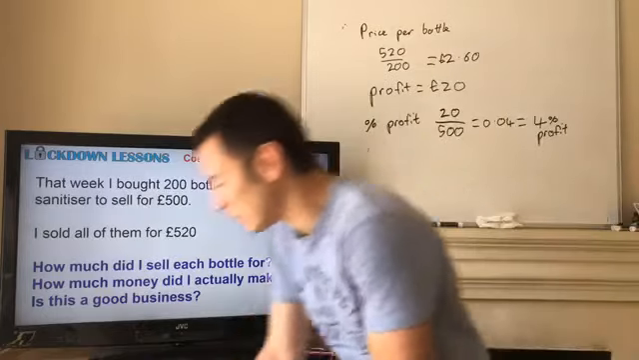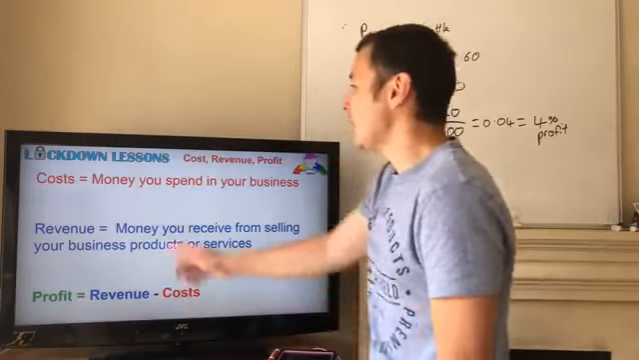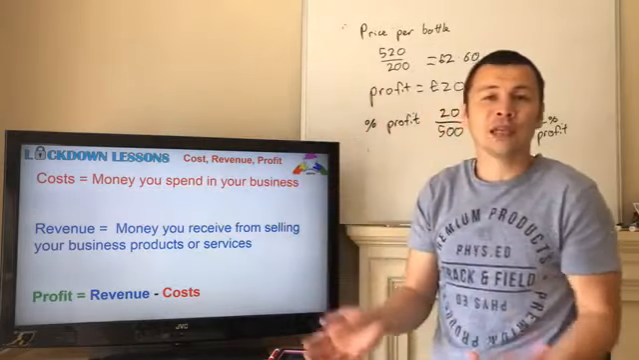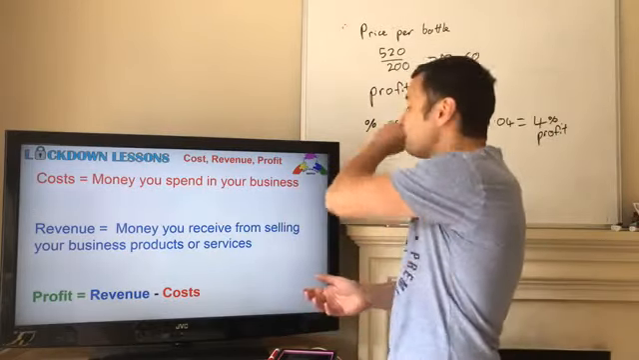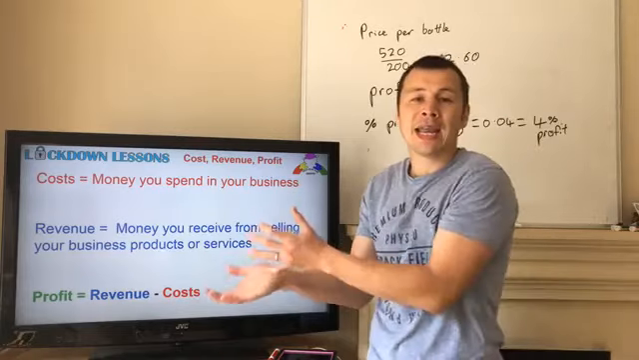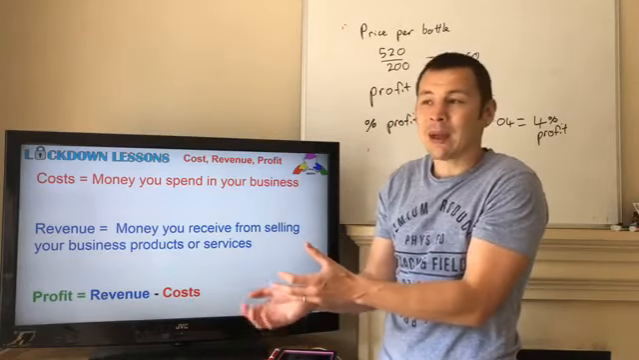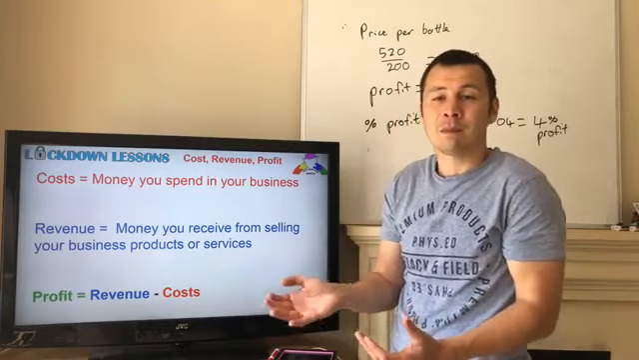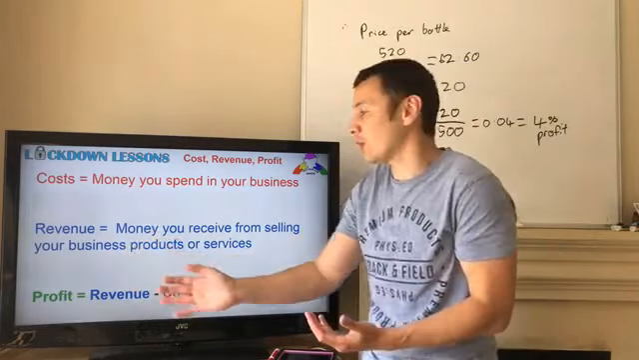So some key words to help you with that. Okay, costs is the money you spend in your business. So that's everything you spend, and there could be lots of costs. It can be buying the product. Maybe you're paying someone else to work for you. Maybe you need to pay rent for a shop. There's all sorts of costs for a business. Maybe you need to pay petrol to travel somewhere.